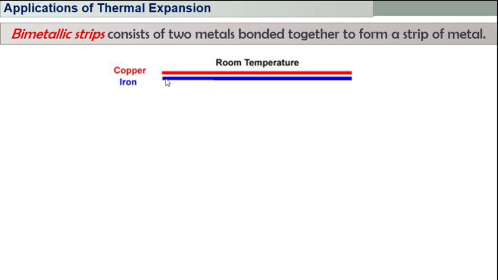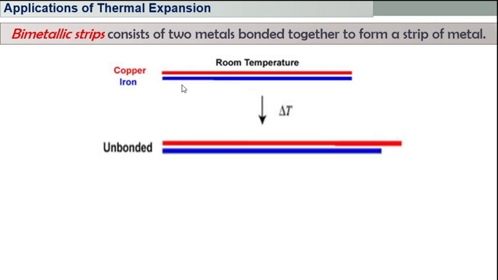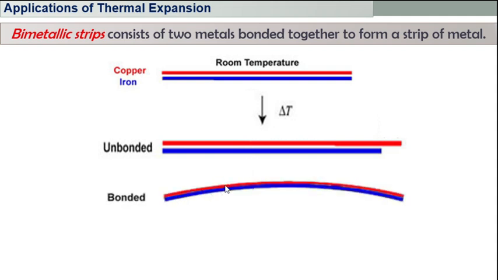So, given that we have two different metals here at room temperature and they have the same length, and after some time, if we increase the temperature by delta T, the two metals will expand by different amounts. So as you can see, when unbonded, the copper expands more than iron because our copper has a greater coefficient of linear expansion compared to iron. But when the metals are bonded, the strips can now bend.